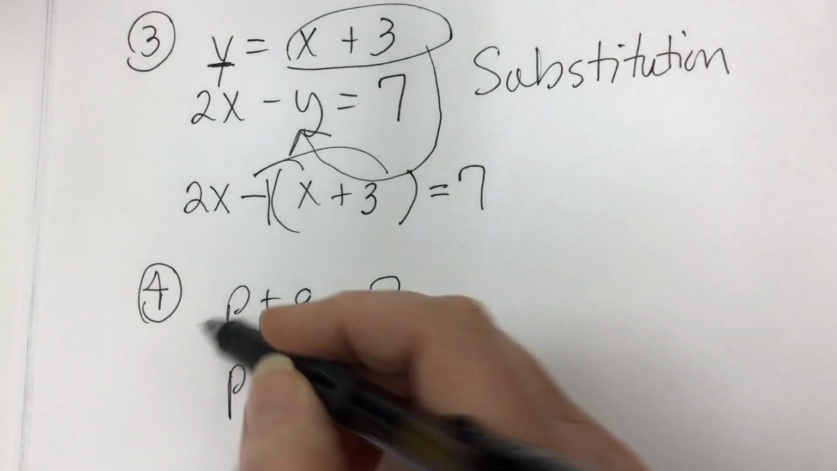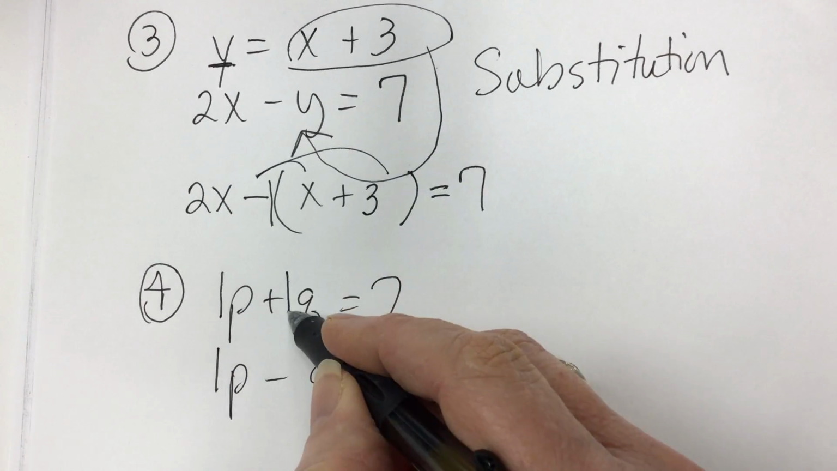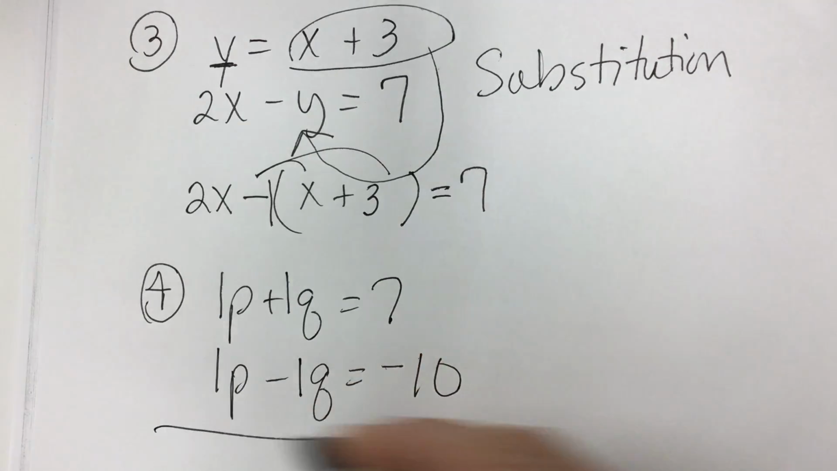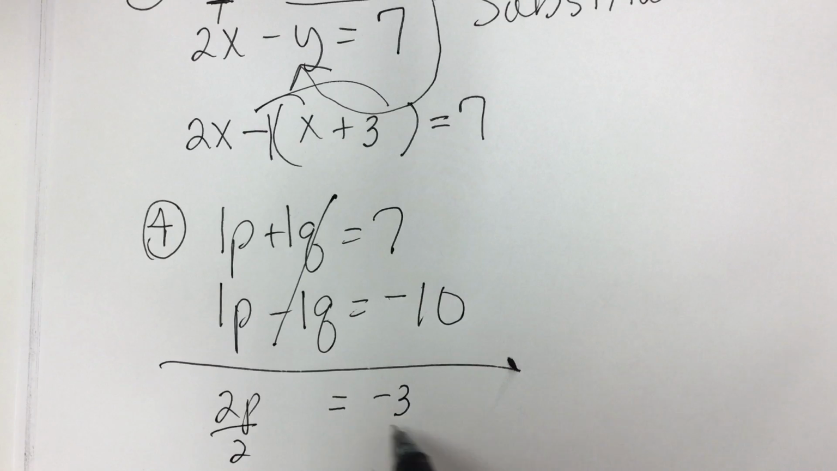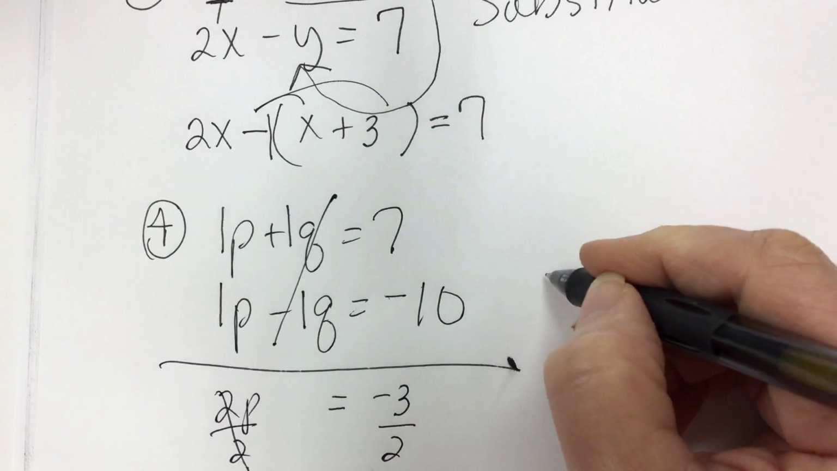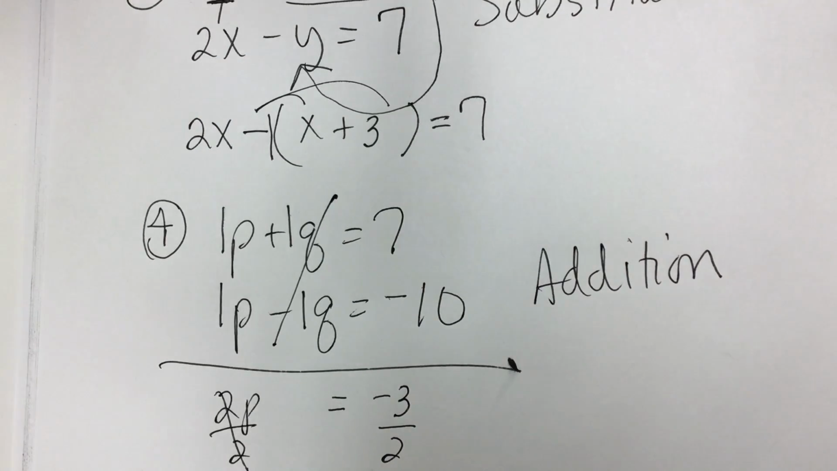Well, my P's are the same. P's both have positive 1. But look at your Q's. You have positive 1 and negative 1. Therefore, if you add these, they would cancel, and I would get 2p equals negative 3, and I could keep going and solve for p. So you see the best method for this system of equations is the addition method, where you actually eliminate a variable so that when you add, you can solve for one specific variable.